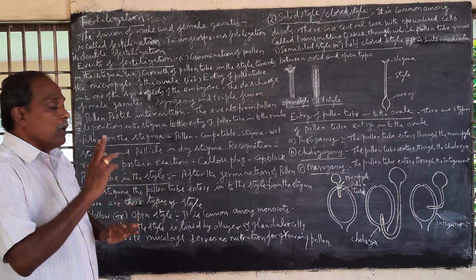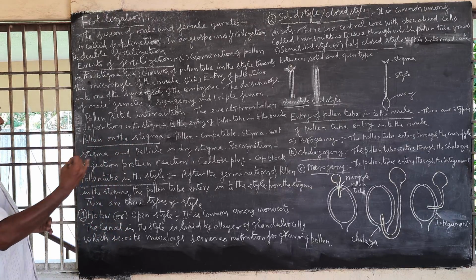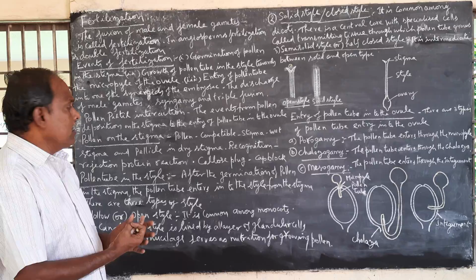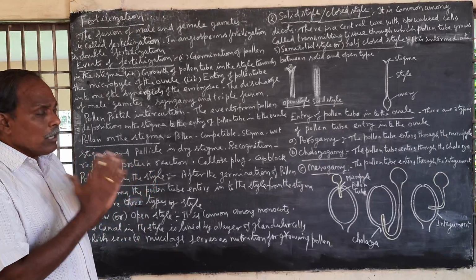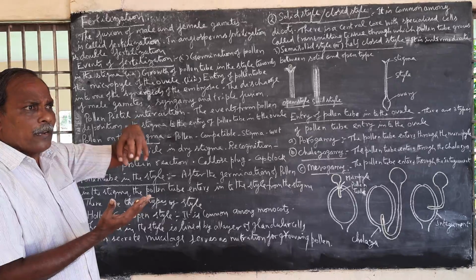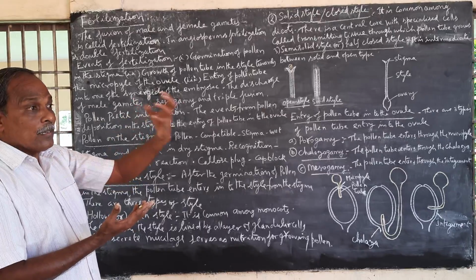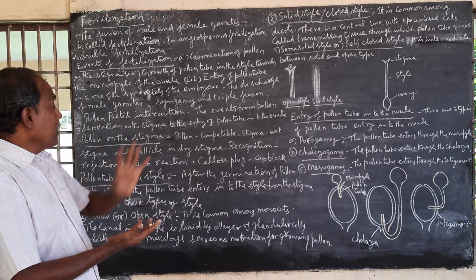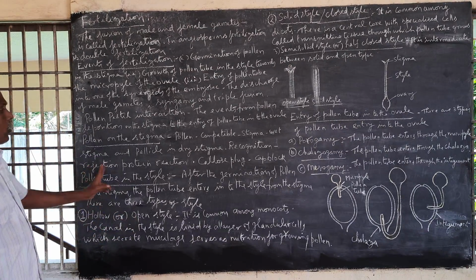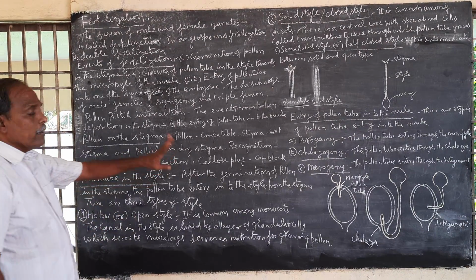Now, there are two different kinds of stigma: wet stigma and dry stigma with a pellicle. After pollination, the pollen grain germinates. Only in wet condition does the pollen grain germinate. In dry condition, the pollen may not germinate. So there is recognition, rejection, protein reaction.